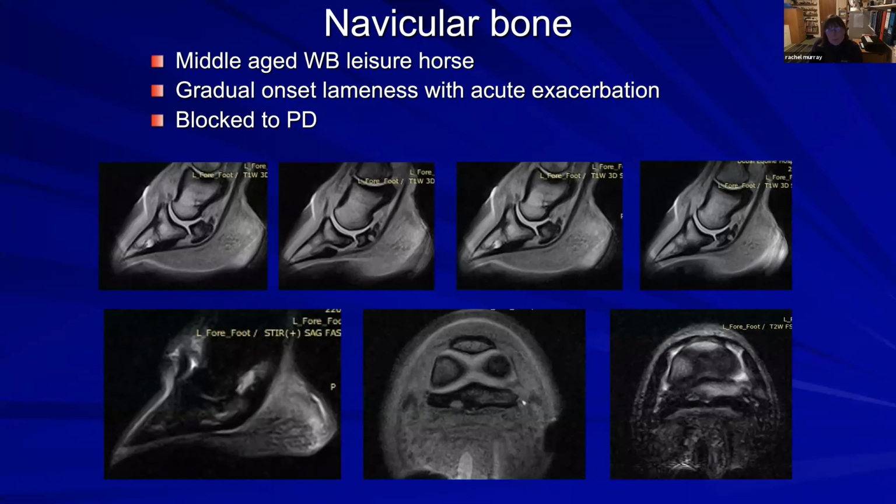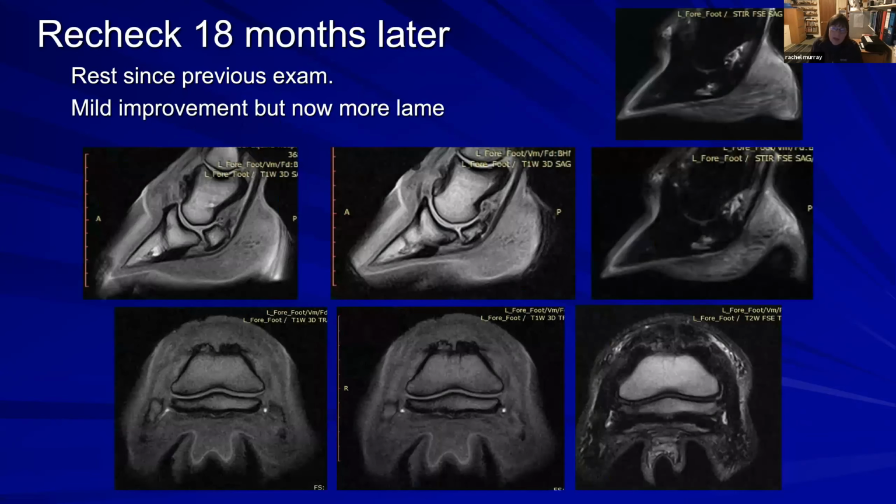So what happened with this horse? This horse was rested, on pasture rest, didn't do very much. The horse had mild improvement, became not significantly lame, but then was represented 18 months later because it was more lame. And this is the navicular bone now.